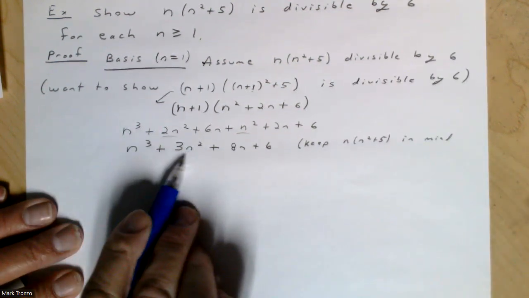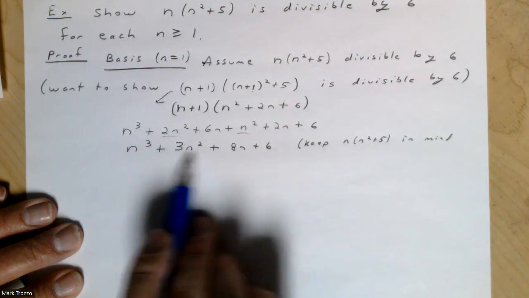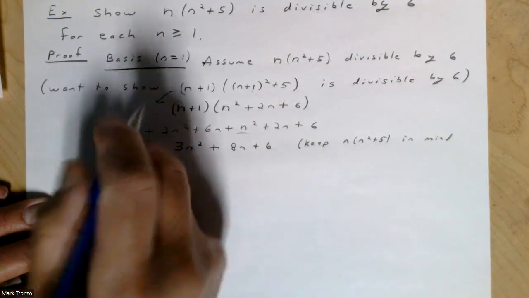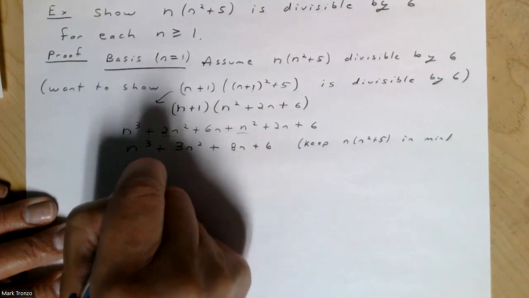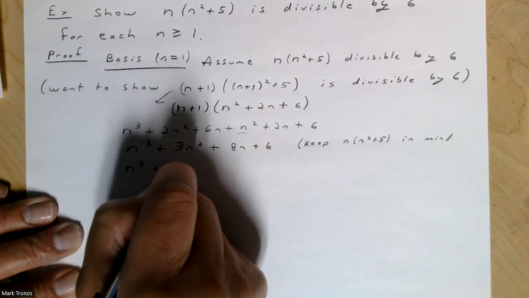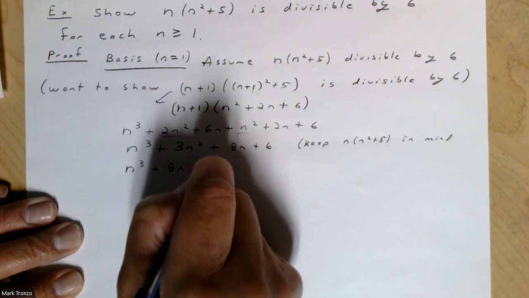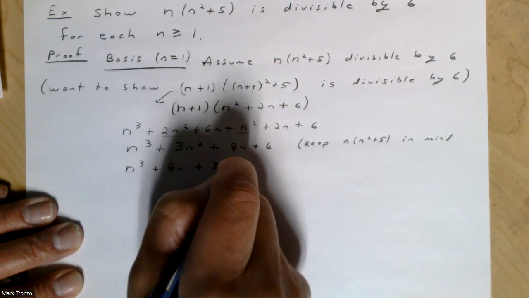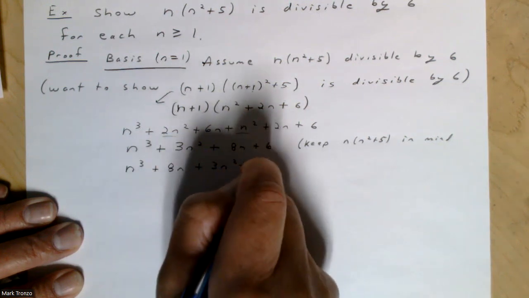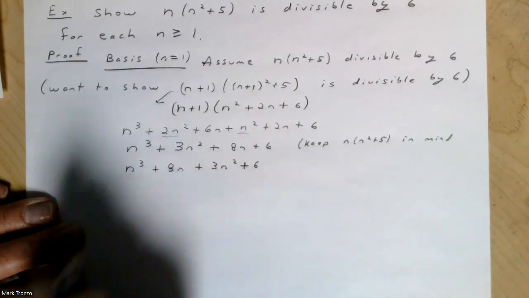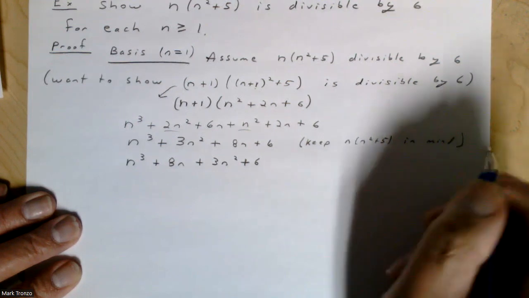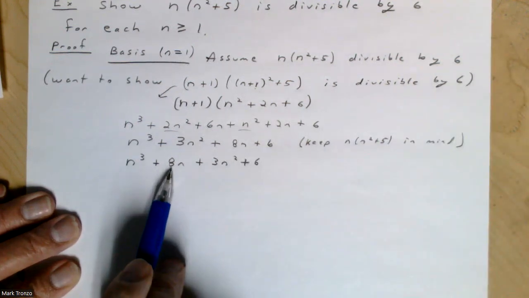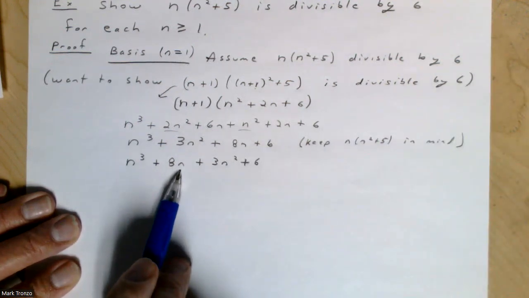So let's think what we have. Let's rearrange this so we can maybe get something that kind of looks like our assumption. So n cubed plus 8n plus 3n squared plus 6. So again, if you keep the assumption in mind, we really need a 5n here, don't we?